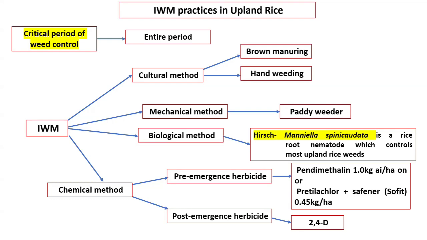Under the biological method, there are nematodes, but it's contradictory, because nematodes also affect rice; still, it is reported, so it is also included in biological methods. Under herbicides, I have also given the options: pendimethalin as a pre-emergence, and under post-emergence you can go for 2,4-D sodium salt. Same recommended dose as I mentioned previously in transplanted rice. Next slide.